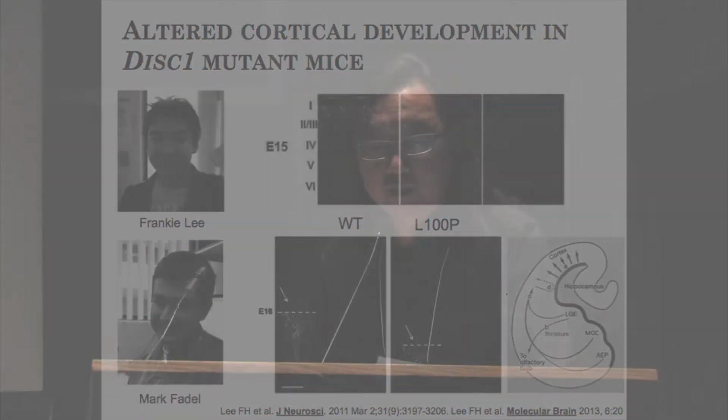So again, both of these kinds of experiments indicate to us that the mutation in DISC1 does affect the way that neurons migrate. That's consistent with our idea that one of the reasons why DISC1 might be causing mental illness is that it's impairing the way that neurons migrate and develop.